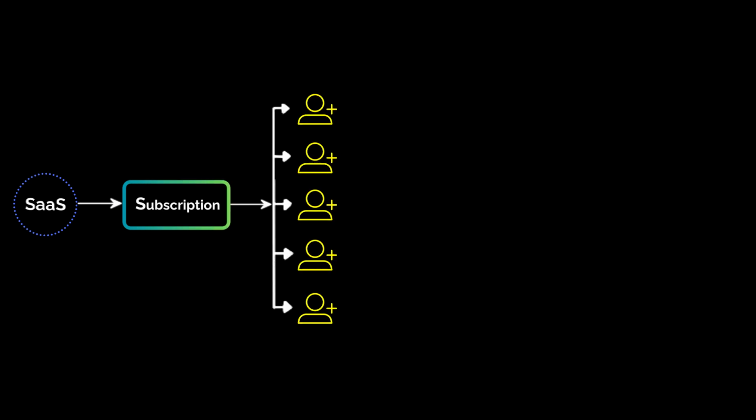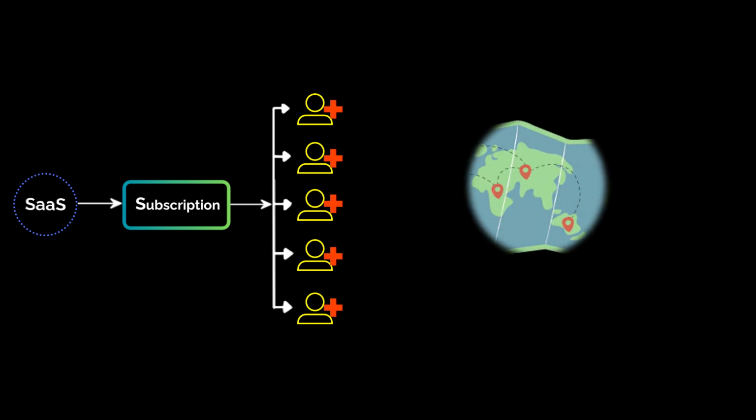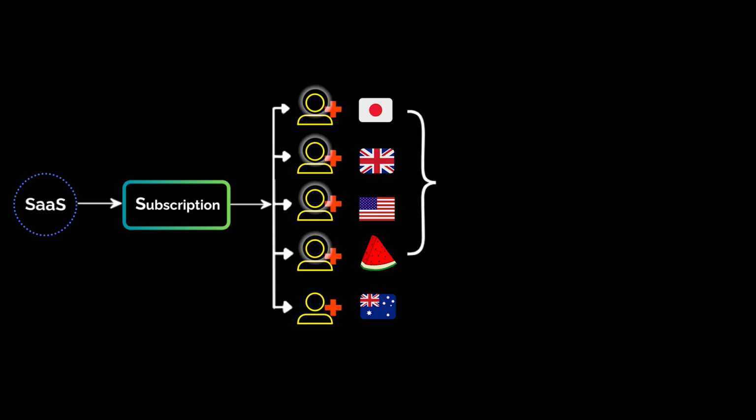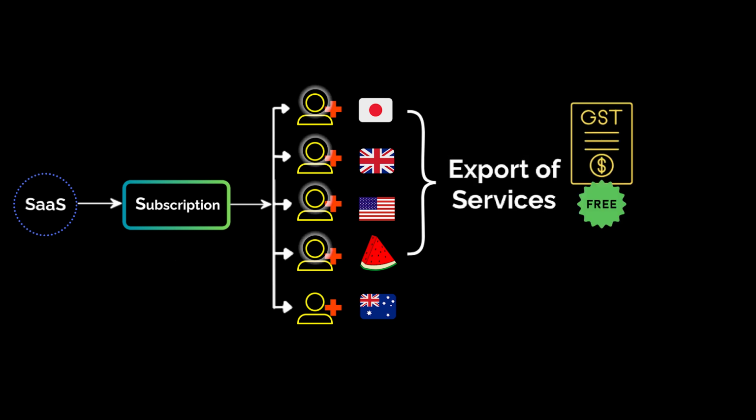So, for example, if you've built a software or SaaS, which is software as a service, with subscription model where you charge your subscribers on monthly basis, and your software or app, whatever it is, is being subscribed to and used by subscribers from all over the world, be it Japan, UK, US, the Middle East, or Australia. So if you have a subscriber who uses this service from outside Australia, it will be an export of service and thus no GST will be charged.